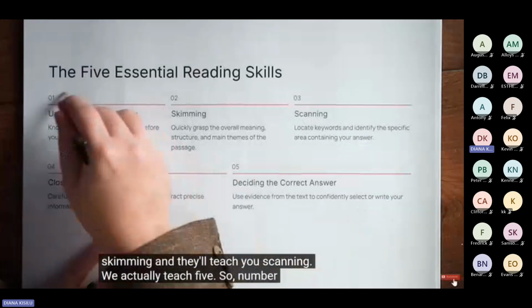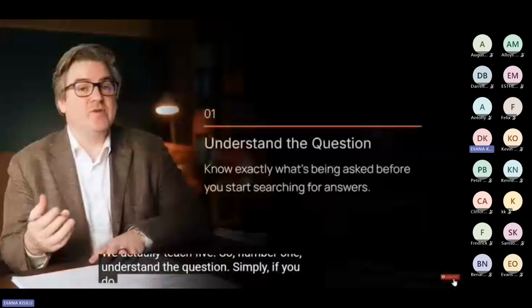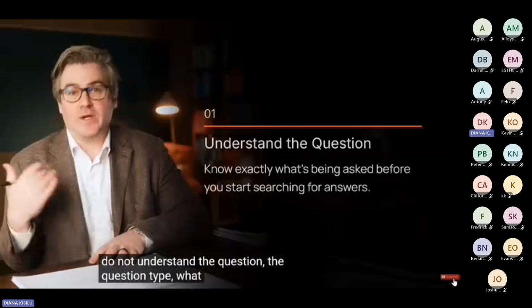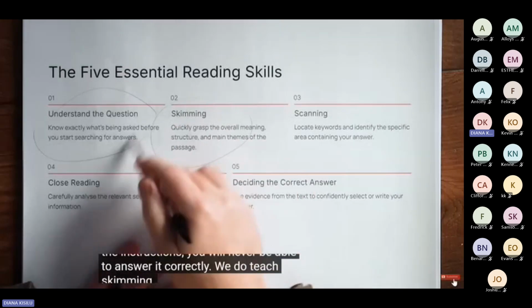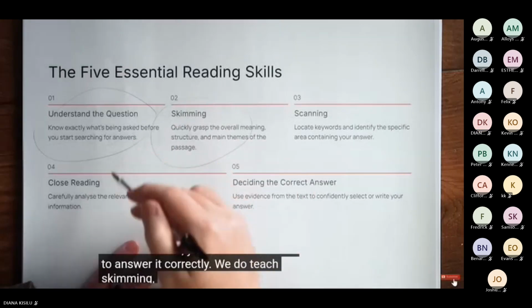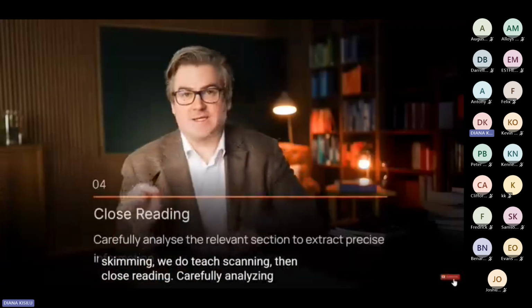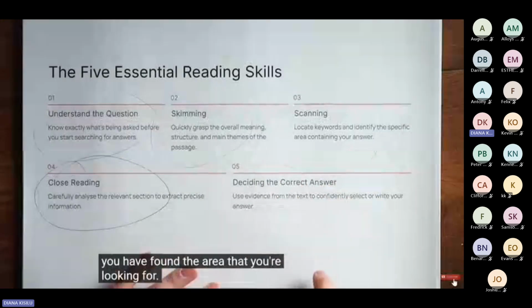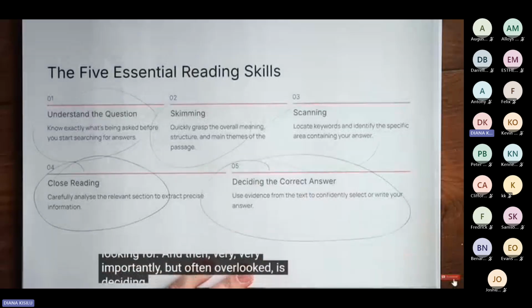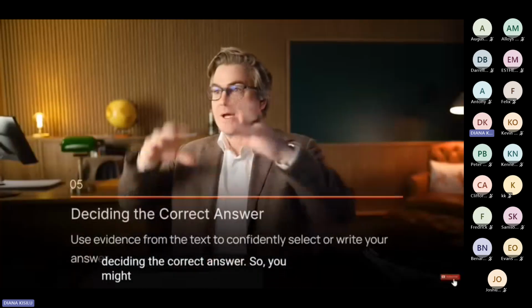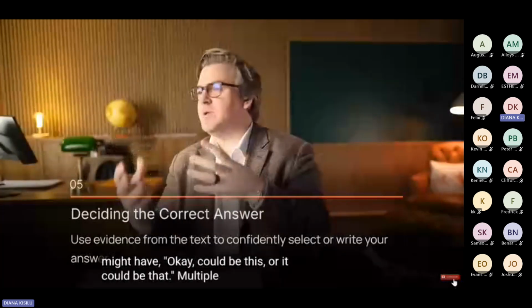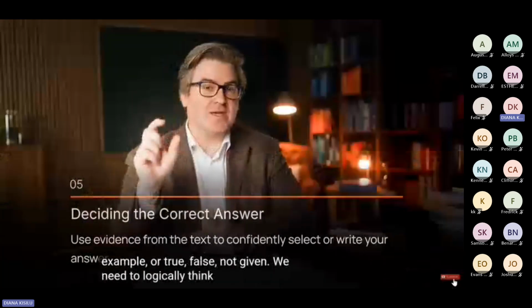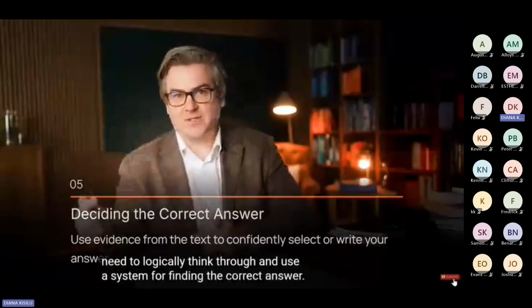We actually teach 5. So number 1, understand the question. Simply, if you do not understand the question type, what it is telling you, the instructions, you will never be able to answer it correctly. We do teach skimming. We do then close reading, carefully analyzing the text, carefully thinking about what you have found the area for, and then very, very importantly, but often overlooked, is deciding the correct answer. So you might have, okay, could be that multiple choice, for example not given, we need to logically think through and use a system for finding the correct answer.